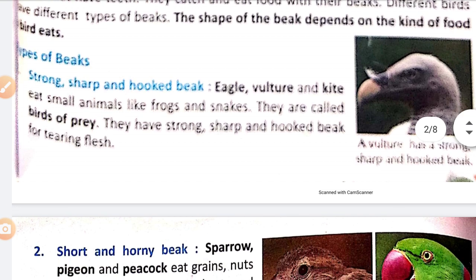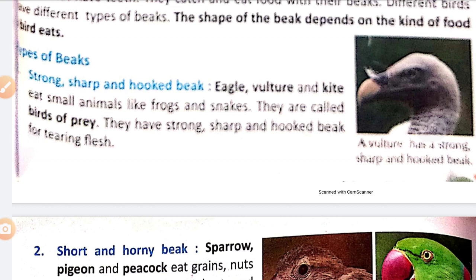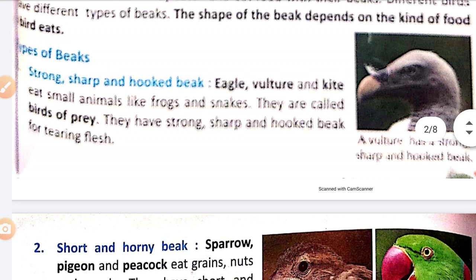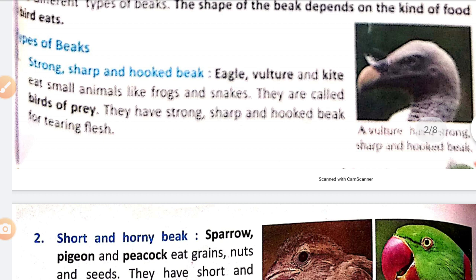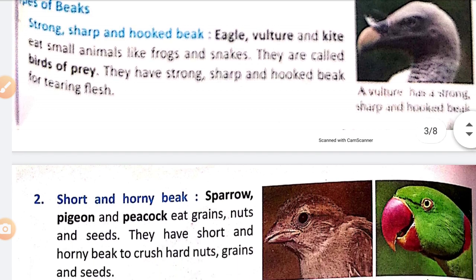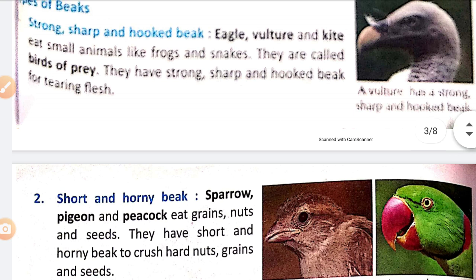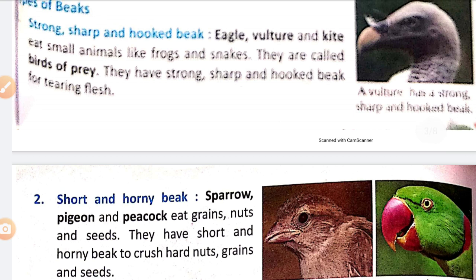See student, in animals, according to their feeding habit, they have different types of teeth like this. In birds also, they have different food, so their beaks have different types. We have to see the kinds of beaks. First, strong, sharp and hooked beak.